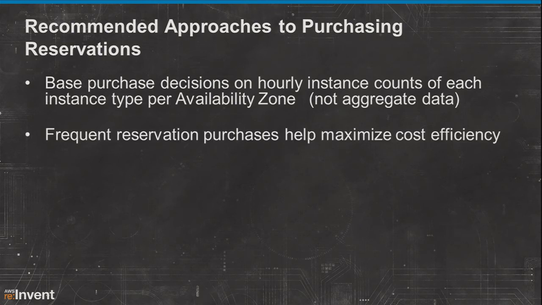The second thing is to do frequent reservation purchases to help maximize cost efficiency. This is really important to not have those huge cliffs, but to buy incrementally so that over time you have more levers to pull. You've got levers to pull every month in terms of RIs that are expiring, and you can move them or change them within the family. That's a lot of different ways you can constantly realign the RIs, versus doing a $1 million buy and 12 months later you start all over again.